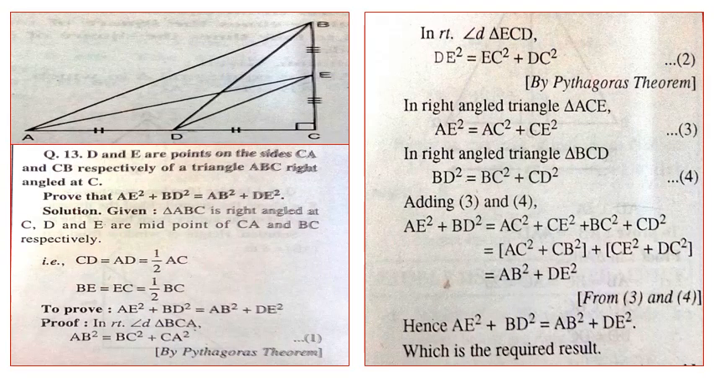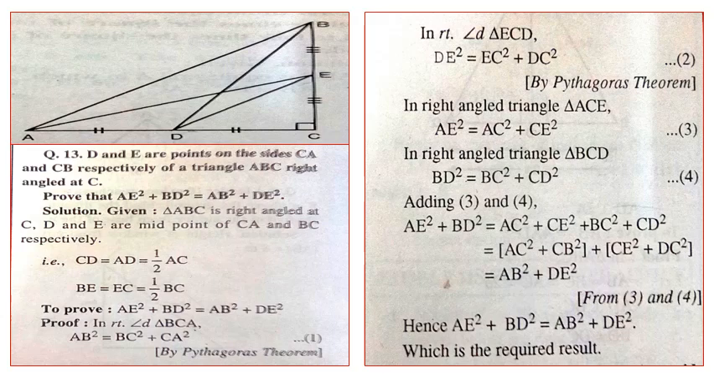Question number 13. In the given figure, D and E are the points on the sides CA and CB respectively of a triangle ABC, right angled at C. So ABC is a right angle triangle with angle C equal to 90°. D is a point on AC, E is a point on BC. We need to join DE and DB, AE and AB. We need to prove that AE square plus BD square is equal to AB square plus DE square.